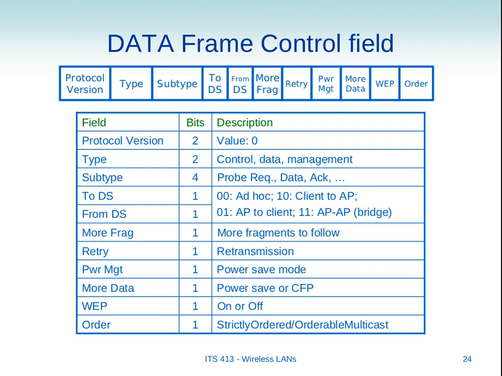DS means distribution system. It's the wired portion of the network. So To DS means it's going to the access point and out to the wired network. From DS is coming from the wired network and coming from the access point to the client. And there's some special cases in a bridging between two access points or between two laptops. Ad hoc mode, no access points.